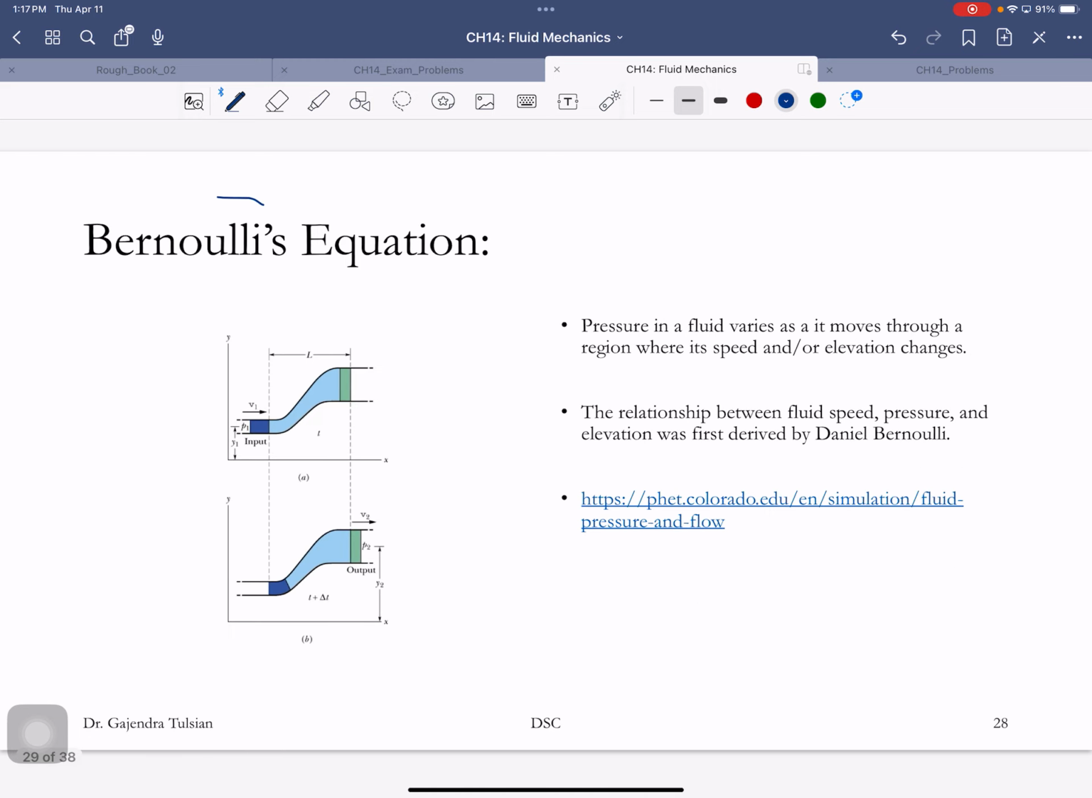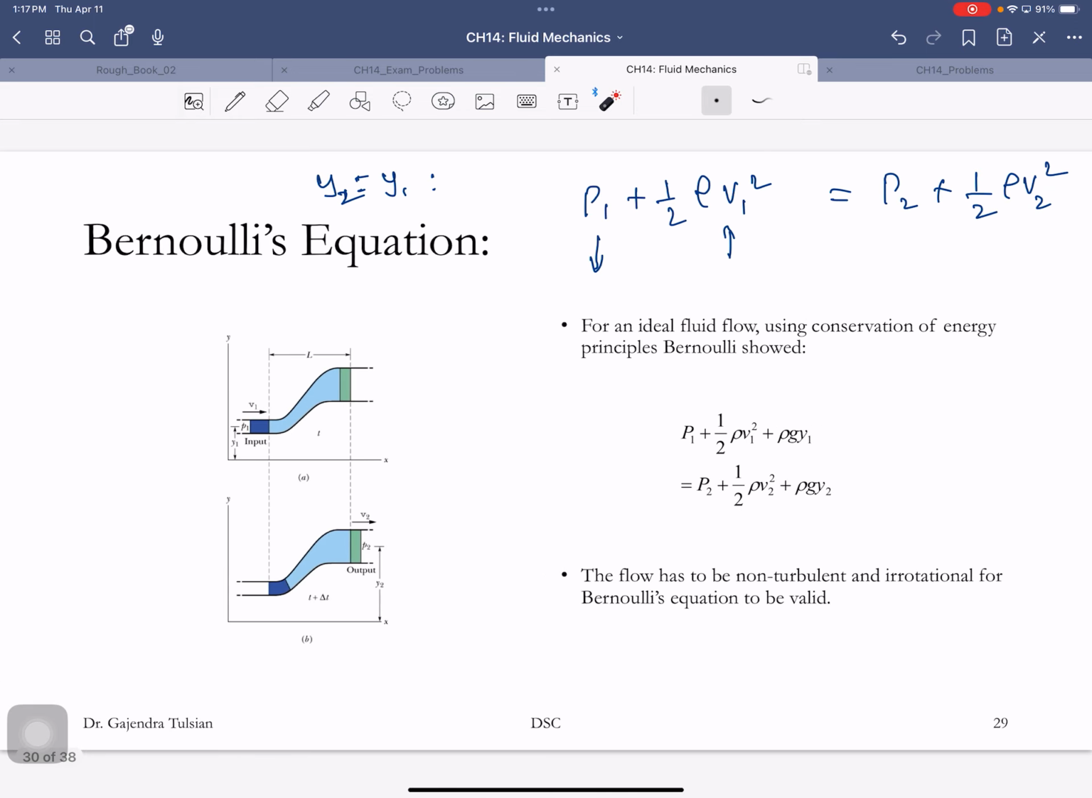All right, so Bernoulli came up. Bernoulli was the one who discovered the relationship between fluid speed, pressure, and elevation. And like we said, pressure plus kinetic energy per unit volume plus potential energy per unit volume. The sum of those three is constant.